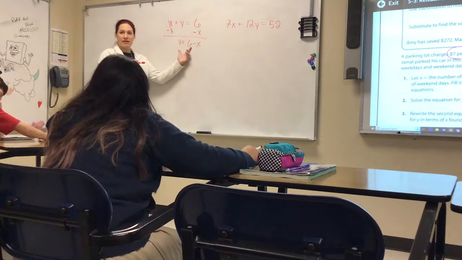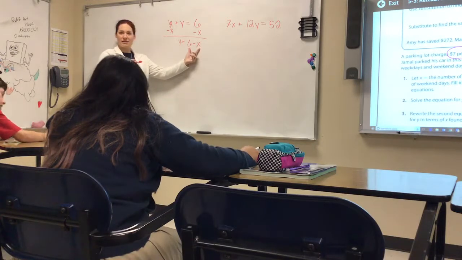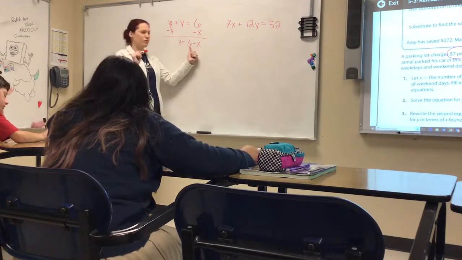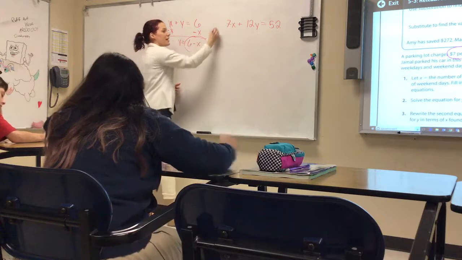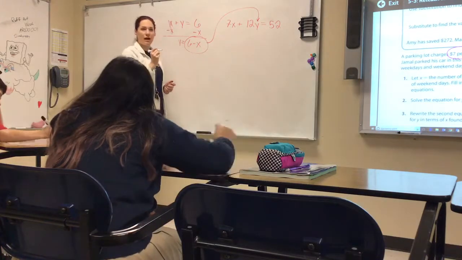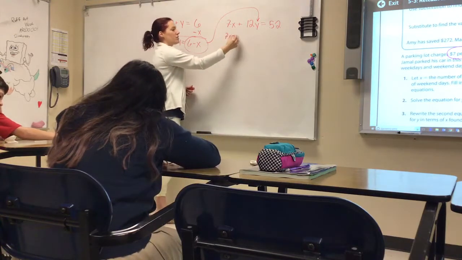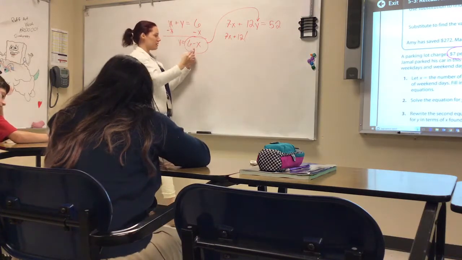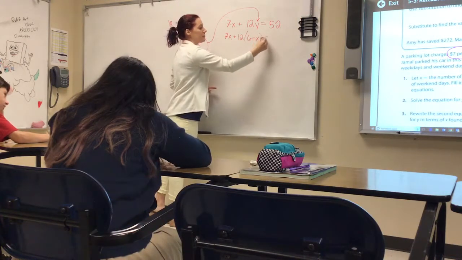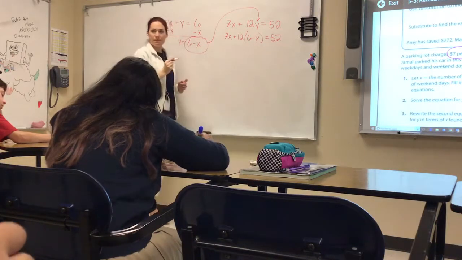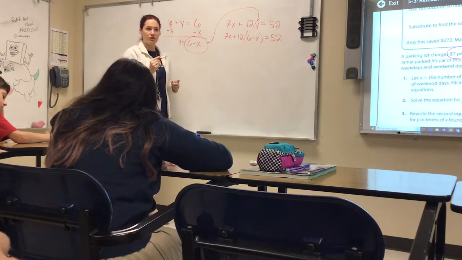How many of you use this method? How many of you got 6 minus x as your first substitution? Okay, a few more of you are saying yes. Good, because I saw quite a few of you doing it this way. So I'm going to take this 6 minus x and substitute it in for y over here. So I get 7x plus 12, and now that 12 is getting multiplied by 6 minus x. So far, so good? Yes. For those of you doing this method?